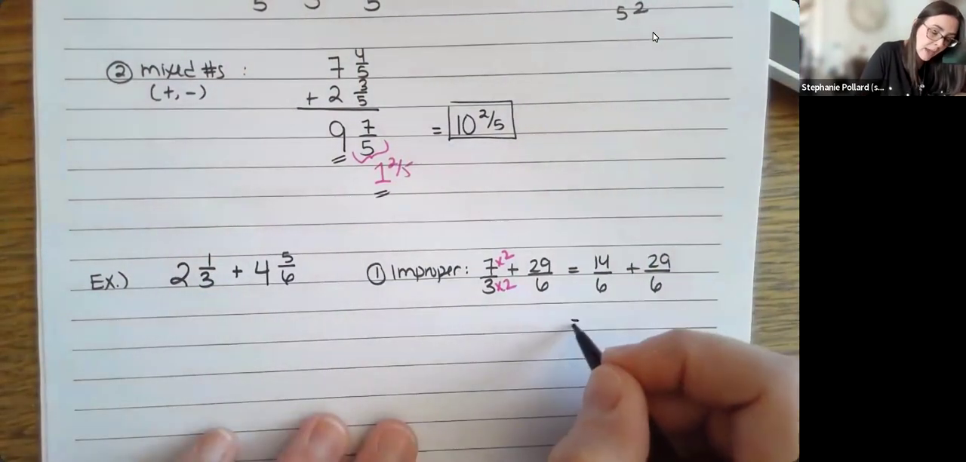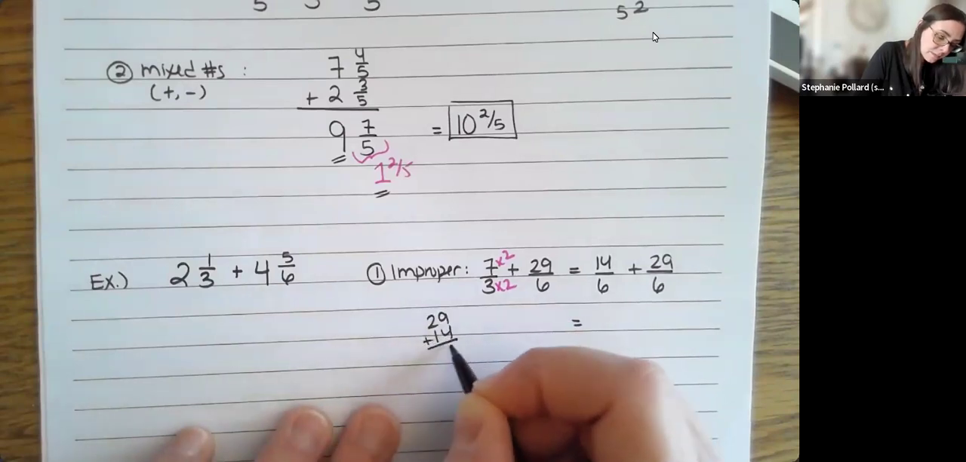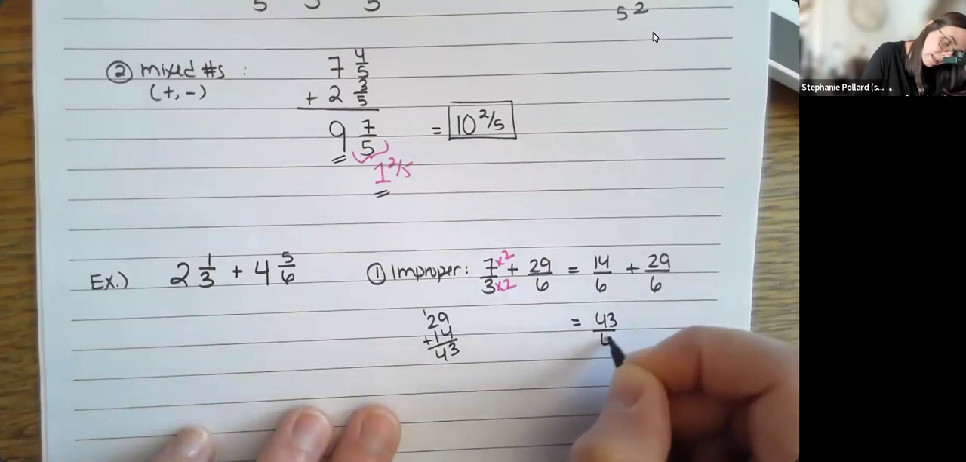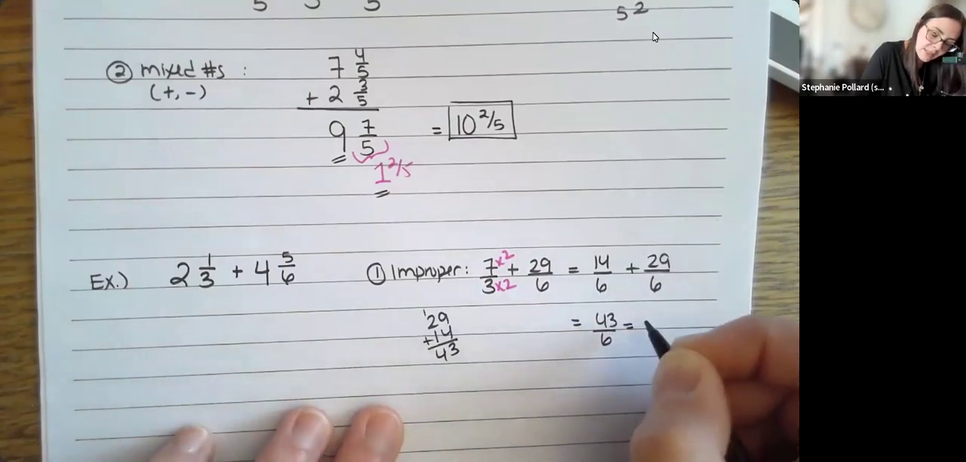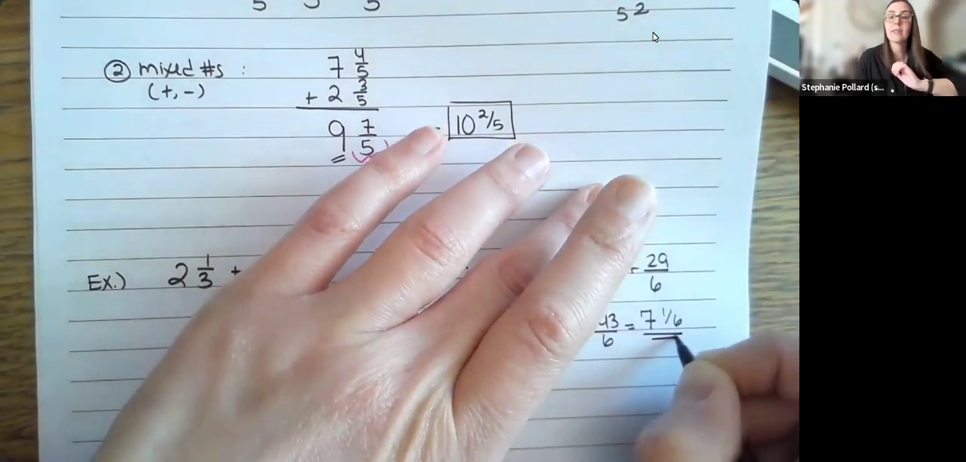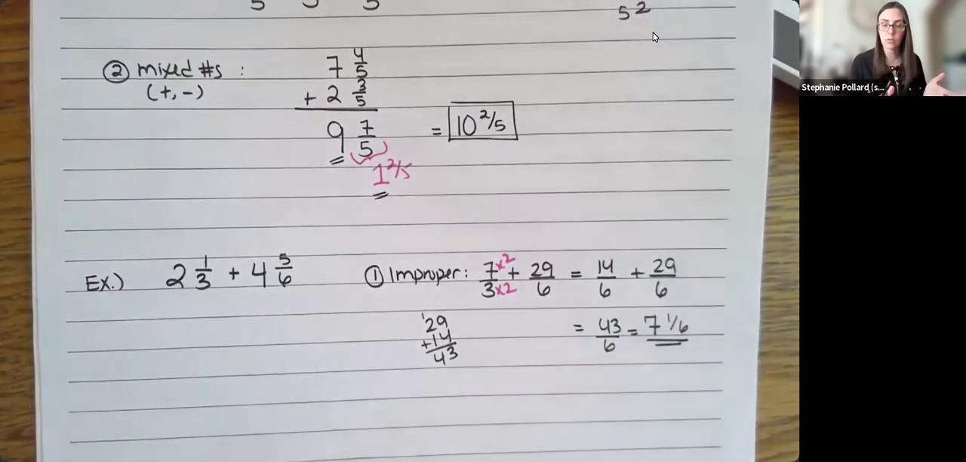And then now we're going to add. So I'd have 29 and 14. That's going to be 43 over 6. Let's see, 6 goes into 43 7 times, which is 42, and I have a remainder of 1. So I have 7 and 1/6. And of course, if you could simplify your fractions, you would still do that here.